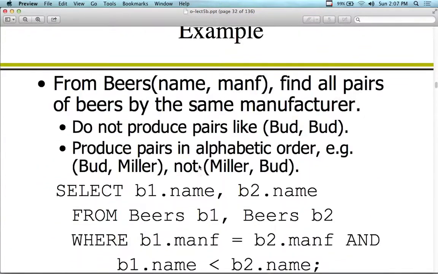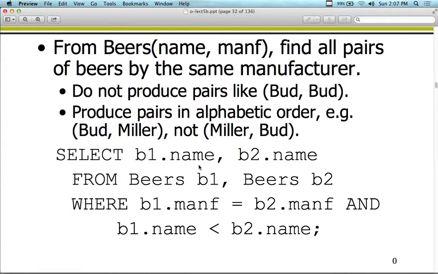So what am I talking about? Here's a good example. From beers, where we have name and manufacturer, we're going to find all the pairs of beers by the same manufacturer. So we're going to query beers on the beer table. How can we go from beers, comma beers? Not going to work. Or from beers, we only have one table.